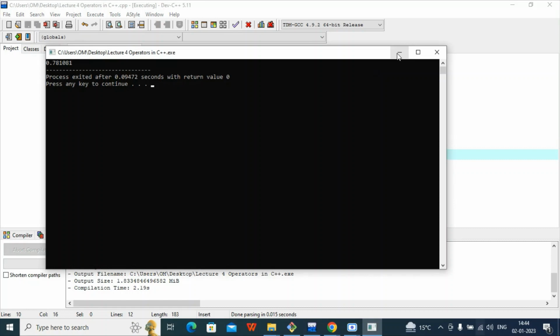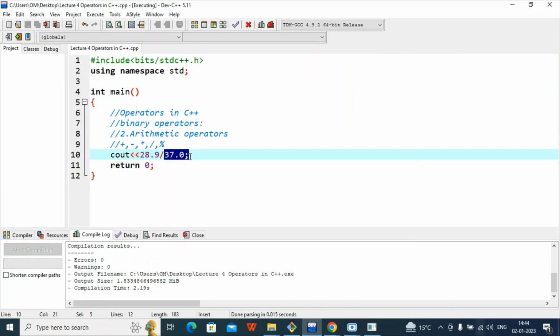It is something like 0.781081. Why 0 point something? Because 37.0 is greater than 28.9. When a smaller value is divided by a larger value, it will give something like 0 point something. Because 37 into 1 is 37, but that is more than 28.9, so it will go to 0. 37 into 0.78 is about 28.9, something like that. So it is not dividing on 1 because it is less.